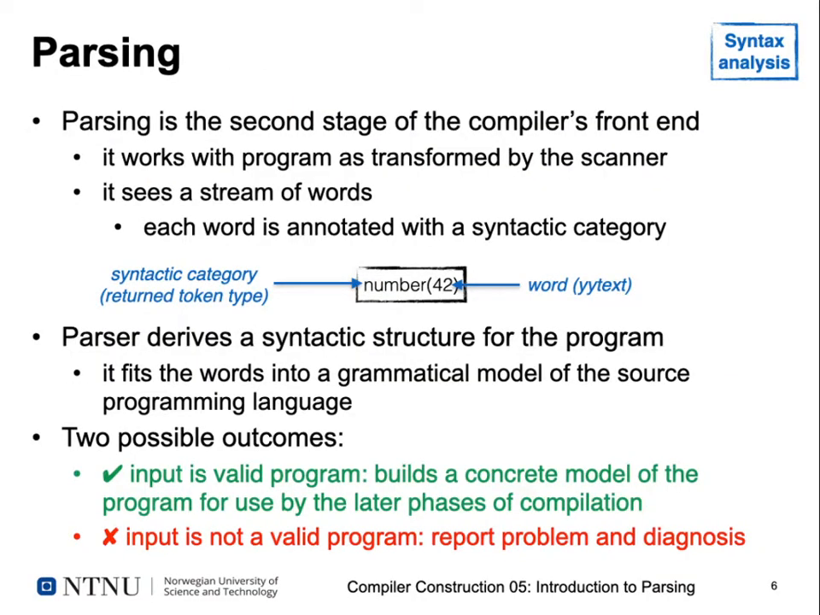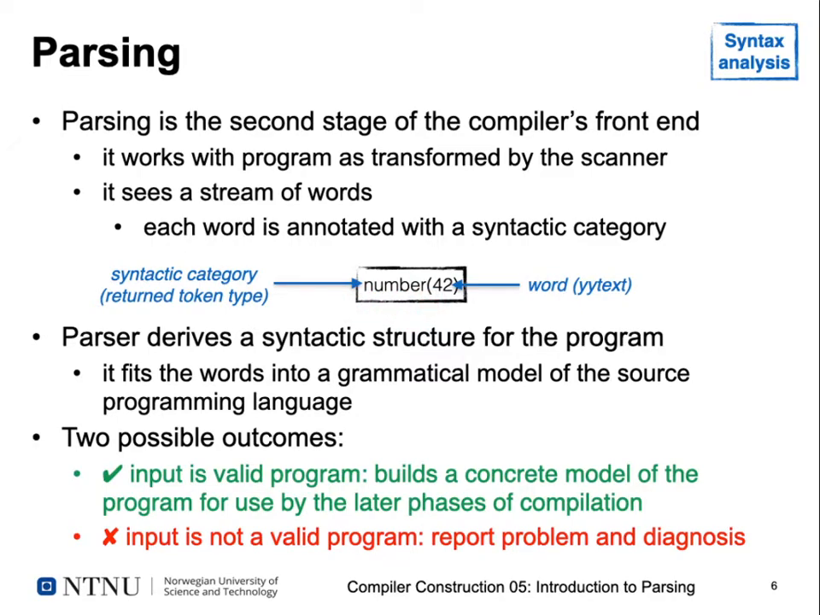So, as we've seen, parsing is the second stage of the compiler's front end, and this works with parts of the program, so our tokens as transformed by the scanner, and it sees a stream of words, and we've seen each of these words or tokens is annotated with a syntactic category. So we see there's a word which consists of the digit sequence 4 and 2, and we've already seen in our Lex introduction this is stored in yytext, and this 42 is annotated by the token category, so we say this is the number.